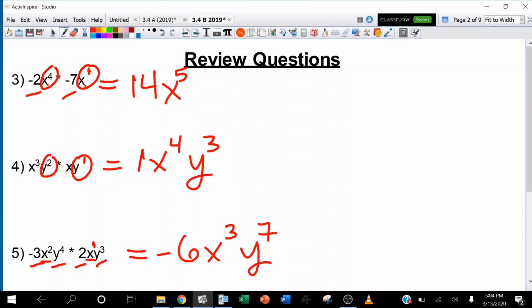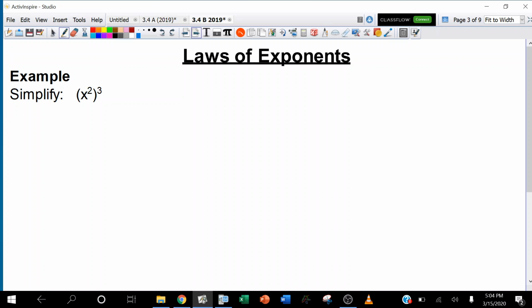So that's just some review from the previous lesson, and that's one type of multiplication problem that we looked at. Another type is something that looks like this. Notice that there are parentheses involved, and there are also exponents both inside and outside the parentheses. Sometimes we refer to this as repeated exponentiation, or double exponents.